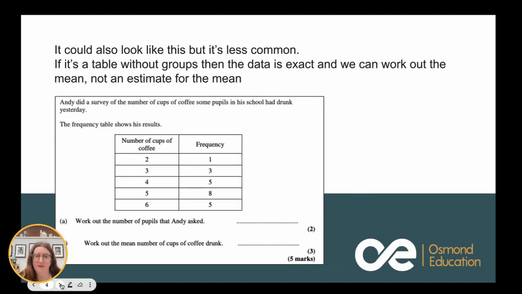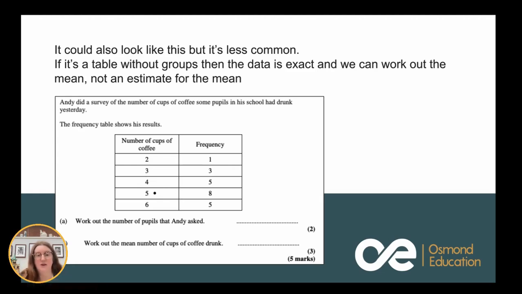Less common, it could look a bit like this. Now, this is not a grouped frequency table. This is just a frequency table. So we haven't got a group of numbers of coffees. We've just got that there are the amount of people that had 2 cups of coffees, there was one of them. 3 cups of coffee, there were 3 people that had that many. So there's not a group, it's just a category.